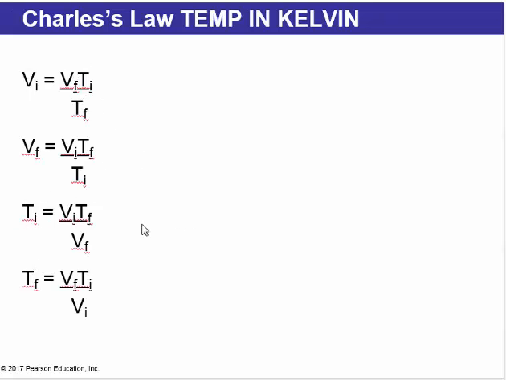So the very first thing you want to do when you recognize you're given an initial and a final condition, and you're looking at volume and temperature, you realize you're going to use Charles's law, is identify what each variable is. Is it an initial volume, a final volume, initial temperature, final temperature? Once it's clear what 3 variables you have, you'll know which of these 4 equations to use. So you may want to pause this video and write down these 4 different variations of Charles' law.